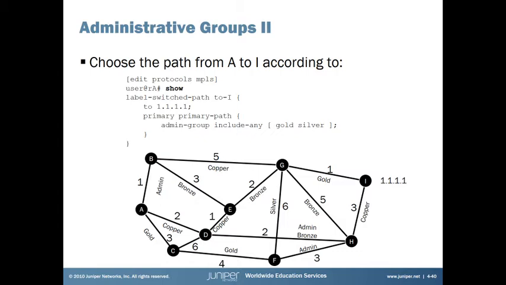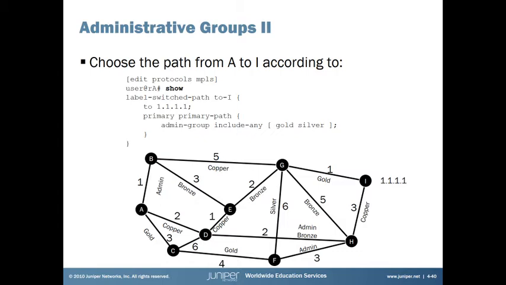Okay, let's evaluate our constraints. Can we go up to B? No, because that's not gold or silver. That's labelled as an admin link. Can we go across to D? No, that's a copper link. It's not gold or silver. Can we go down to C? Yes, that's gold. Okay, good.